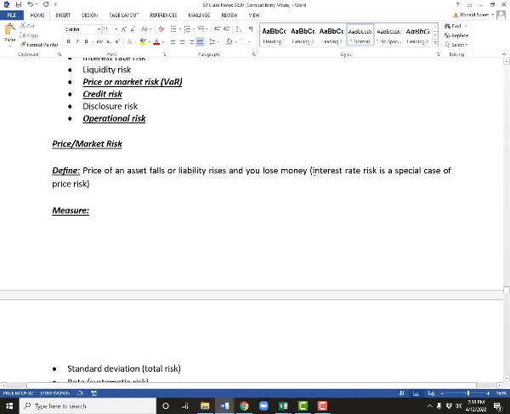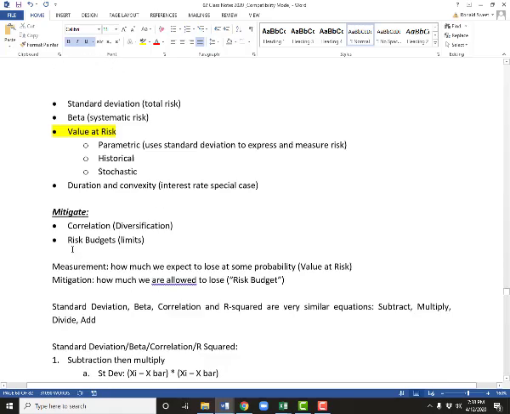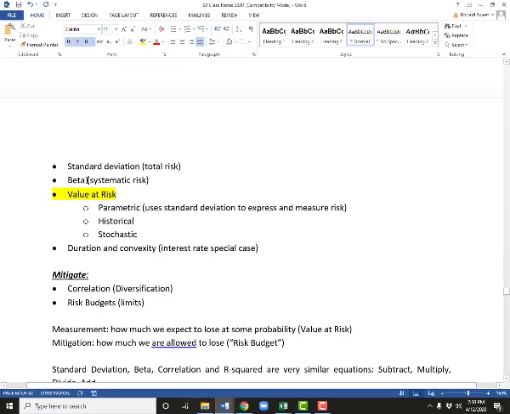We're not going to do interest rate risk, but it's a special case of price risk related mainly to bonds. How do we measure it? Well, there's a few ways. We've already learned one with beta, so you should be pretty comfortable with beta. You've done the Excel exercises with beta. Beta measures systematic risk. Standard deviation you should have had in your stats class. And we're going to do value at risk, specifically parametric value at risk.